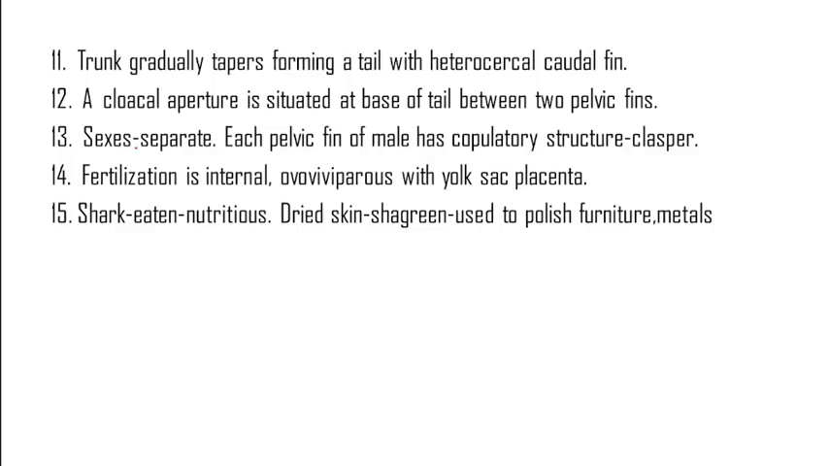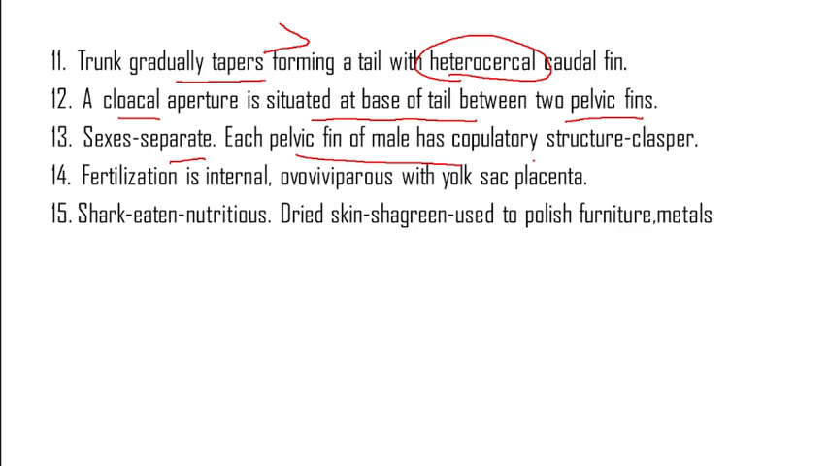Next, the trunk gradually tapers. Tapers means it becomes pointed, forming a tail with heterocercal caudal fin. Cloacal aperture is situated at the base of the tail between two pelvic fins. Sexes are separate. Each pelvic fin of male has a copulatory structure which is called the clasper.